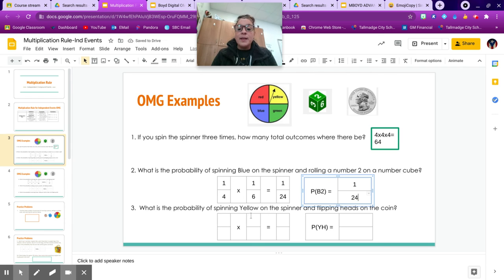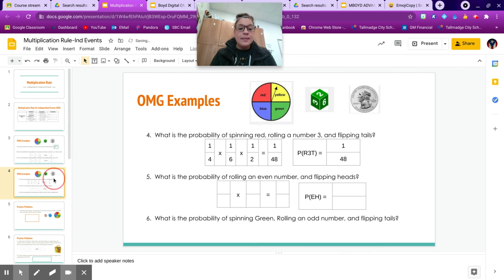What is the probability of spinning yellow on the spinner and then flipping heads on the coin? Well, the probability of yellow on the spinner is 1/4. The probability of heads on the coin is 1/2. 1 times 1 is 1. 4 times 2 is 8. So the probability of yellow and heads is 1/8.